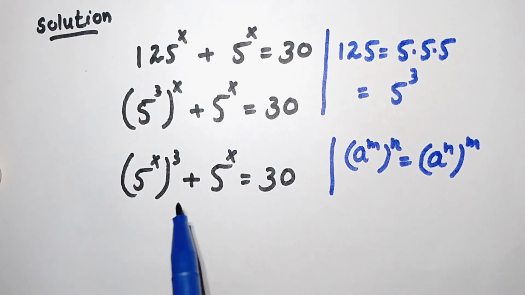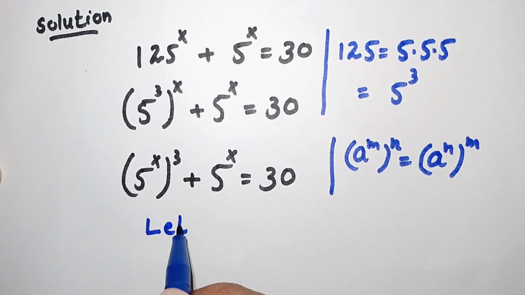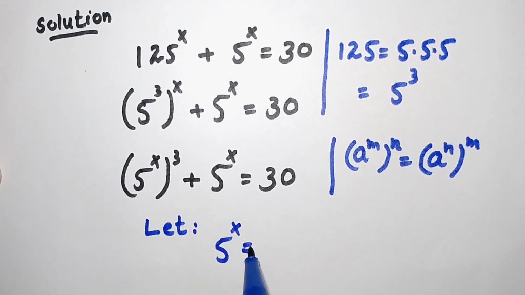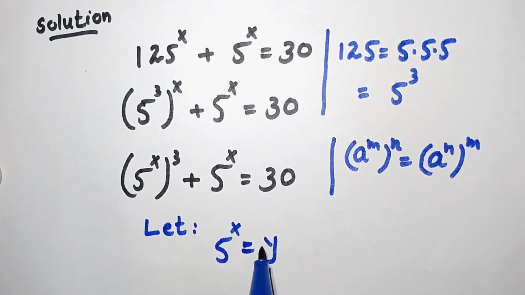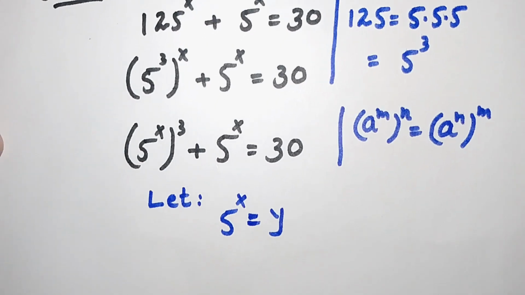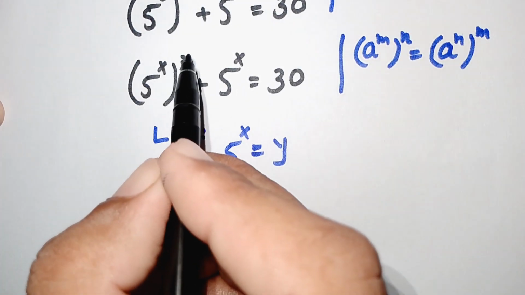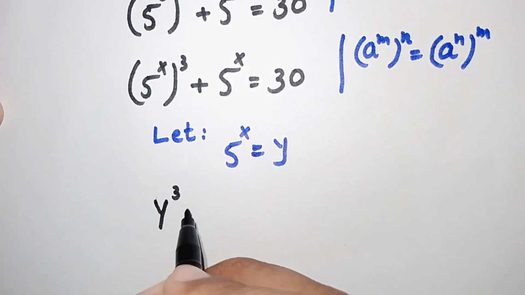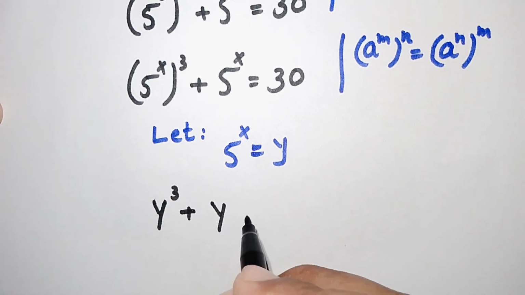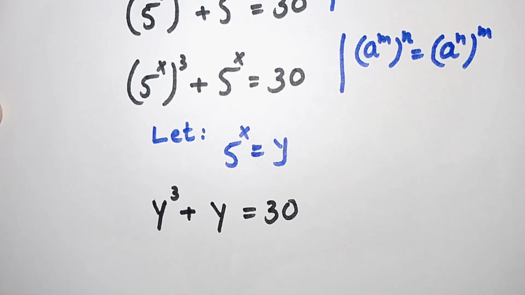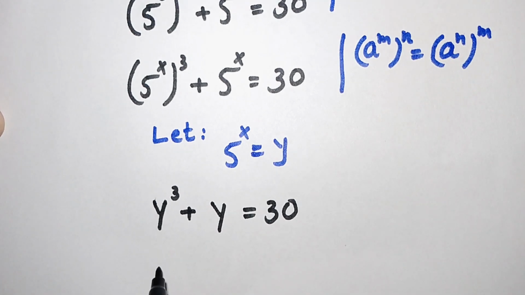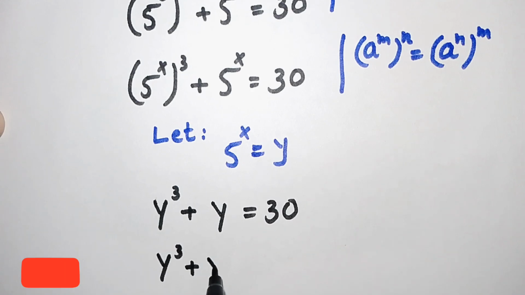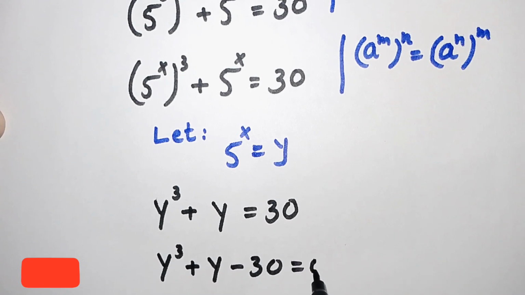Now, to solve this question, let us suppose this 5 to the power of x is equal to y. So here we have to substitute this 5 to the power of x by y. So this will become y to the power of 3 plus y, which is equal to 30. Now we have to move this 30 to the left side. So this will become y to the power of 3 plus y minus 30, which is equal to 0.